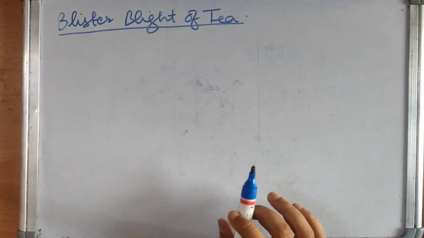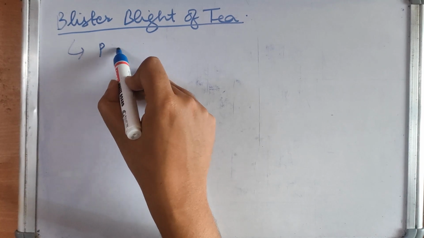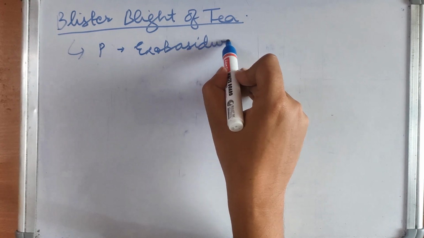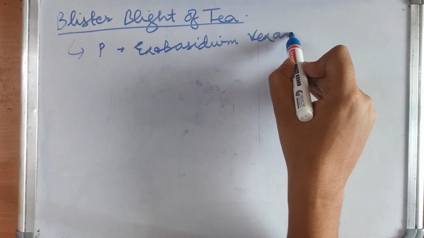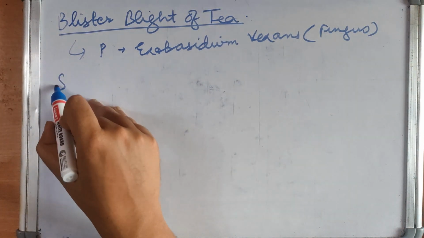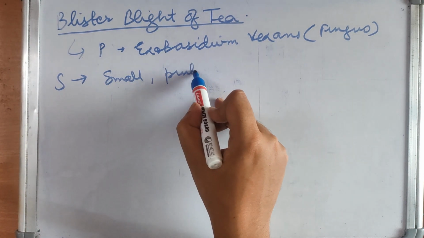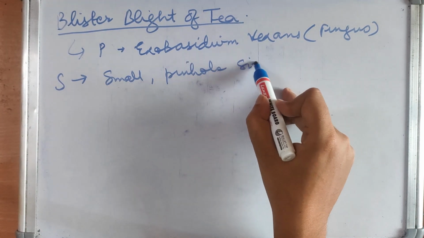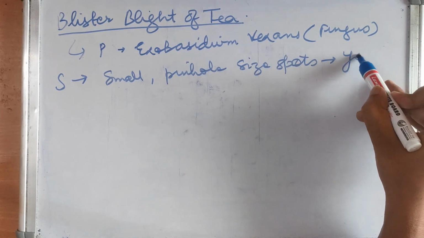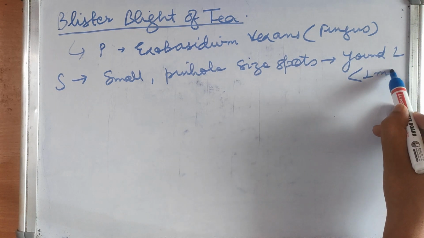Blister blight of tea. The pathogen is Exobasidium vexans and it is a fungus. What are the symptoms? You will find small pinhole size spots on young leaves, that is less than 1 month old.